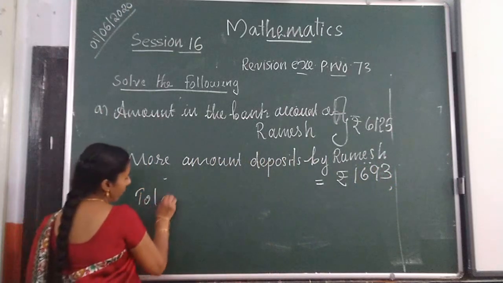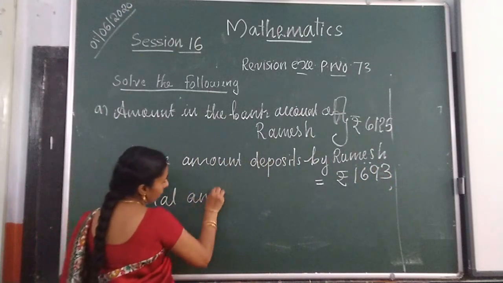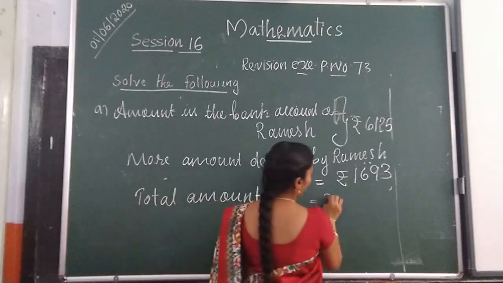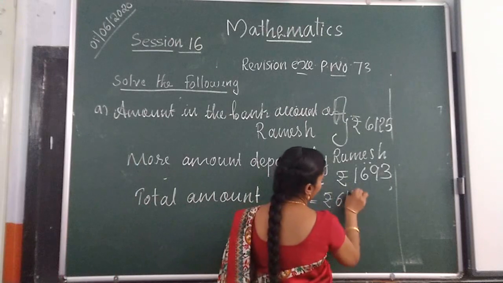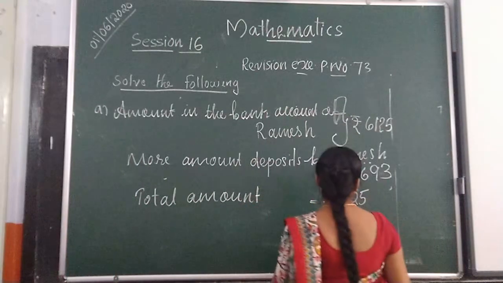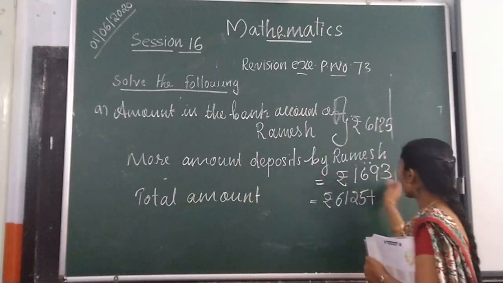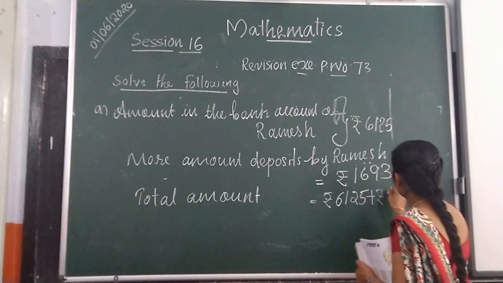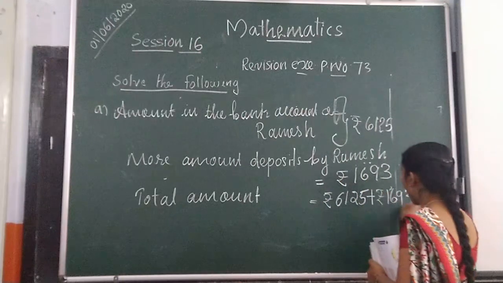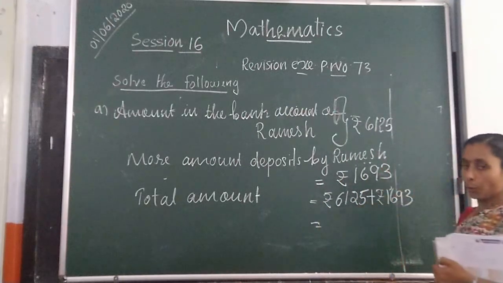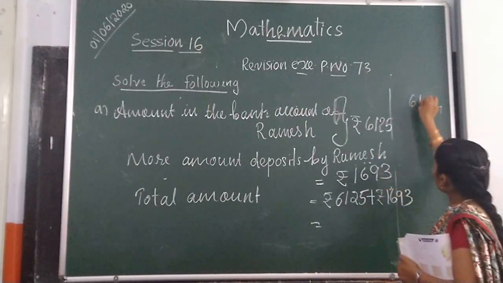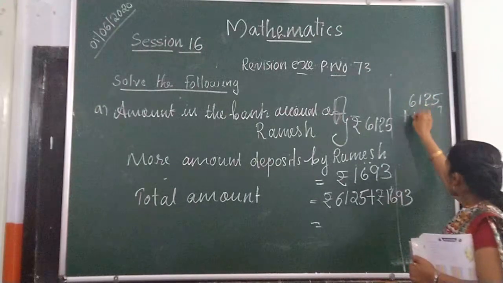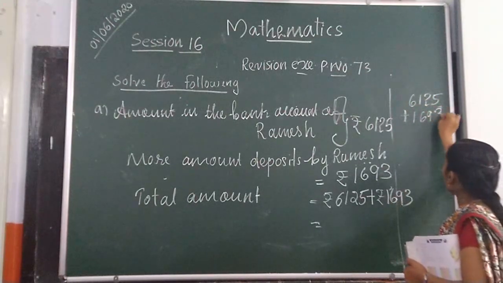Total amount. How can we find the total amount of rupees? 6125, already we have. Then we deposit 1693 more. So rupees 1693. You have to add both amounts. 6125 plus 1693.